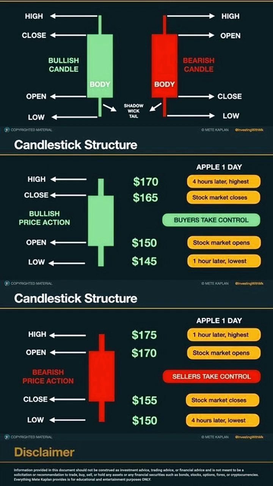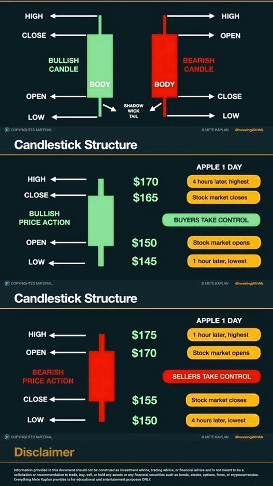That's the opening. So then let's say an hour goes by and Apple drops down to $145. And then 4 hours later, it shoots all the way up to $170. And then let's say 30 minutes later, the stock market closes. So what just happened was the price opened at 150, dropped down to 145, shot up to 170, and closed at 165. So it's showing you the highest that Apple was during that day. It's showing you the lowest that Apple was during that day. It's showing you where Apple opened, and it's showing you where Apple closed.